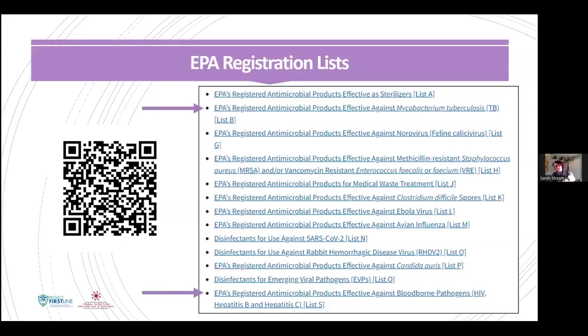This is an example of the EPA registration list, and there are a lot of them, but you will want to focus for dentistry on those intermediate level disinfectants that are effective against tuberculosis. So that is our list B. And then they recently combined some other lists into a new list, list S, that is effective against the bloodborne pathogens, so HIV, hepatitis B, and hepatitis C. So any disinfectant in a dental facility should be in both of those lists, B and S.